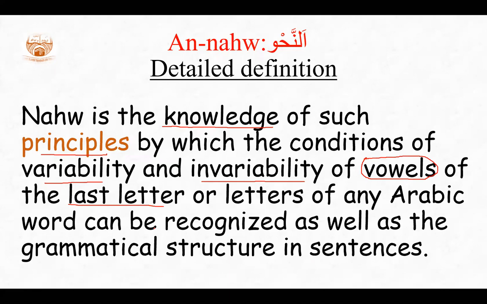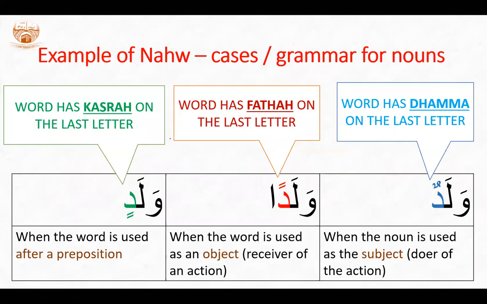I'll give you all a little thing to digest that. So what is that again? Nahu refers to knowledge of such principles by which the conditions of variability and invariability of vowels of the last letter or letters of any Arabic word can be recognized, as well as the grammatical structures in sentences. You know, there's a simple thing. Now let's look at these slides here and get a better idea of what we're talking about.